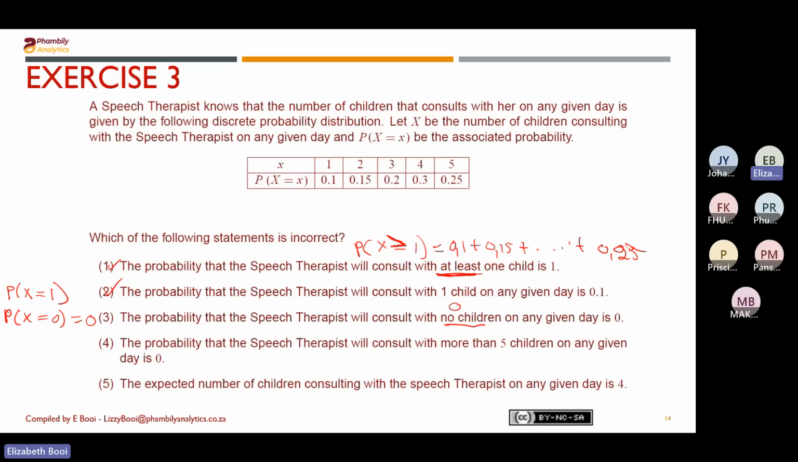The probability that the speech therapist will consult with more than 5 children. The probability of what is more than 5? Do we write it with less than, or do we write it with less than or equal to? What is more than? The second one? The first one. We write it with the first one. It's more than. More than means greater than.